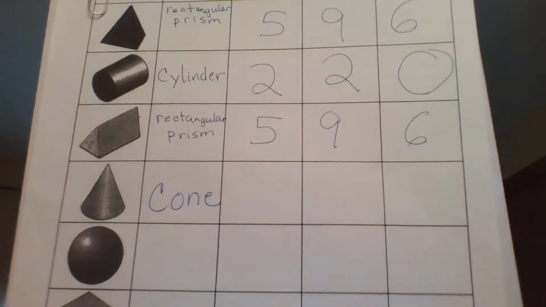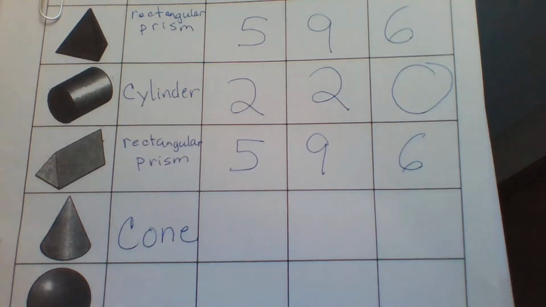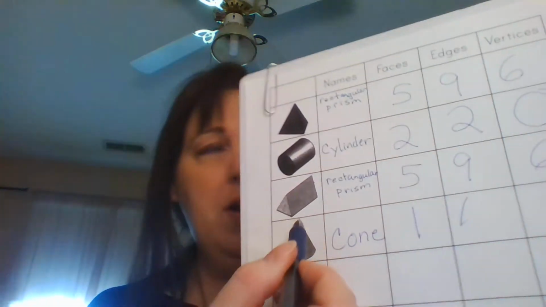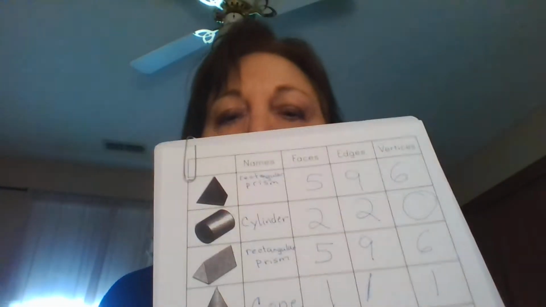And this is my favorite, and it's my favorite because it has one of each. It has one face. It has one edge around the bottom, all the way around the bottom. And it has one vertex at the top, right up at the top. One. And then, of course, if you were going to count curved surfaces, it would have one curved surface. So cones have one of each.